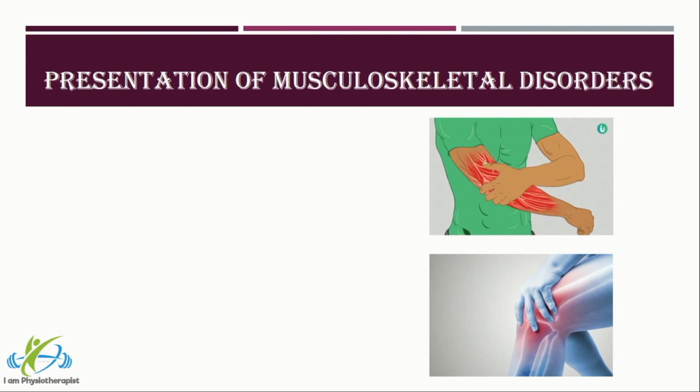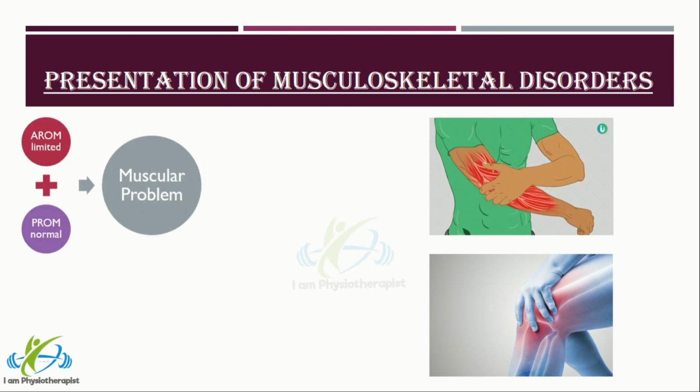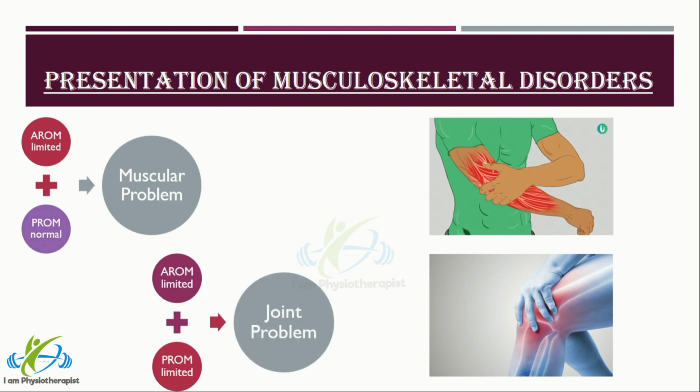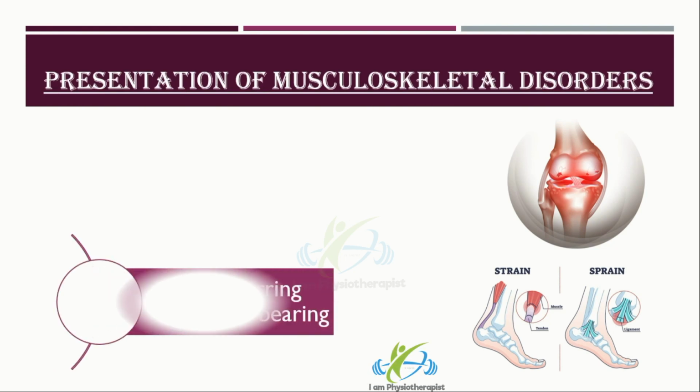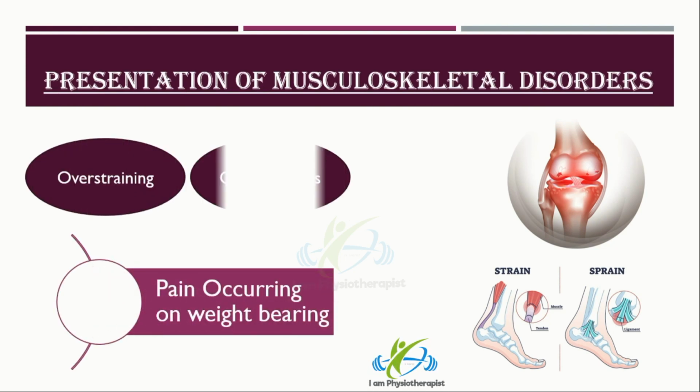Presentation of musculoskeletal disorders. If there is limited active range of motion of a region, but passive movement is possible, the issue may be muscular. But if both the active and passive range of motion of the region are limited, there may be a joint deformity. Pain occurring on weight bearing is usually a sign of overstraining of the lower extremities, or usually a sign of osteoarthritis of the lower extremities.